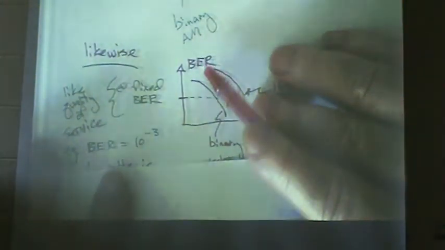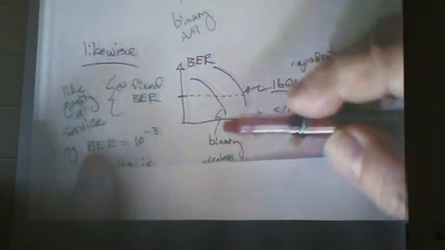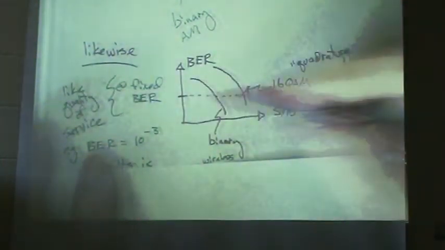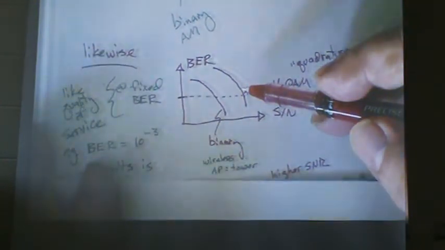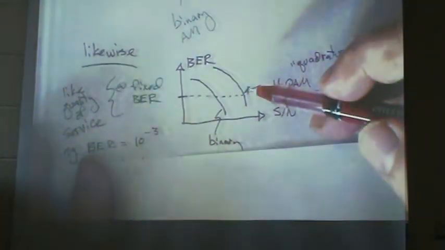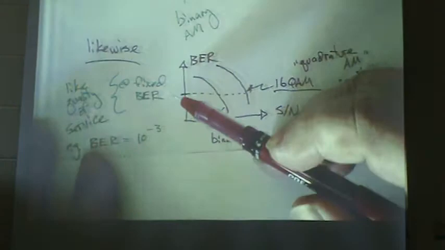And another thing that we kind of did on the board one day was, all right, use that same curve, but look at it in a different way. Instead of slicing along the x-axis, slice along the y-axis. Then instead of fixing the signal to noise ratio, you would be fixing the bit error rate. Bit error rate is like quality of service. Right?